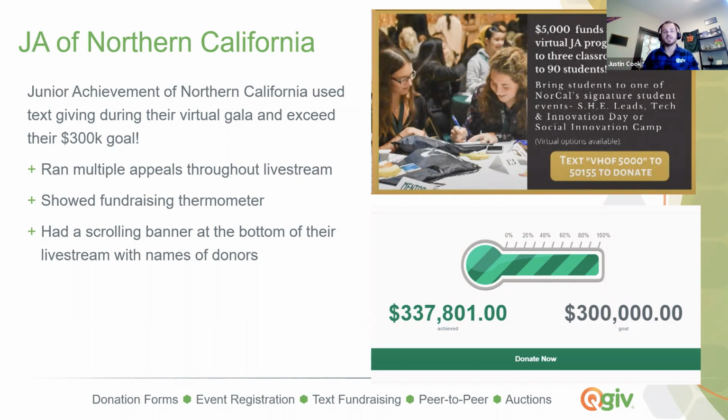And something that I always like to bring up is that they ran one last appeal during the night. I think it was about an hour and a half in. They pulled up their thermometer. They were 90% of the way. And within 10 minutes of pulling up that fundraising appeal one last time, they hit their $337,000. So they ended up pushing their fundraising goal 12% over what their actual goal was. That is an awesome example, and another great way for you to use that during your live stream events.